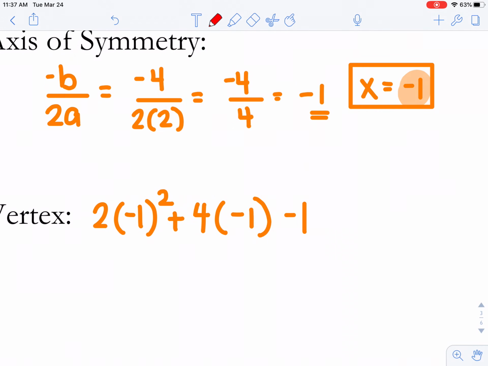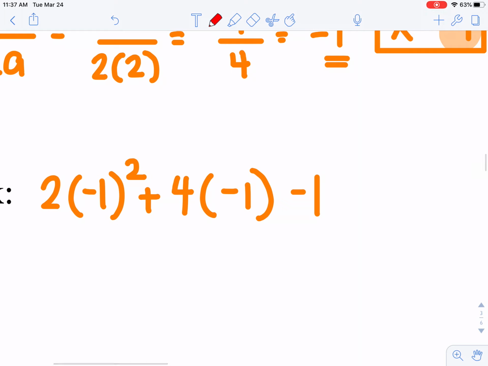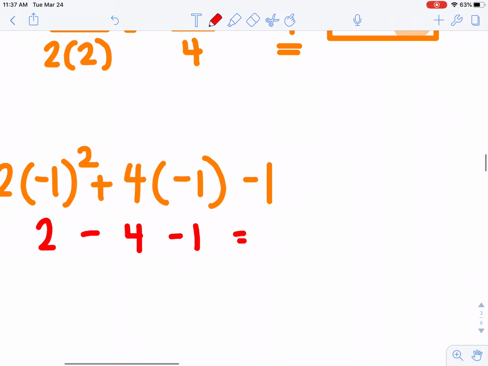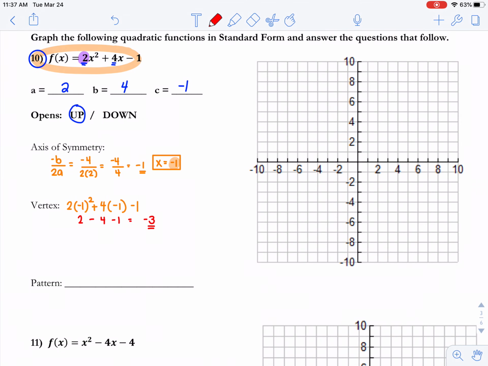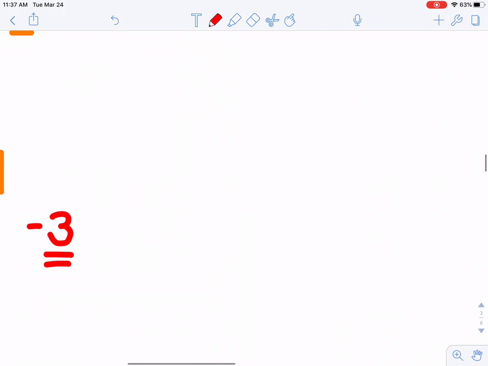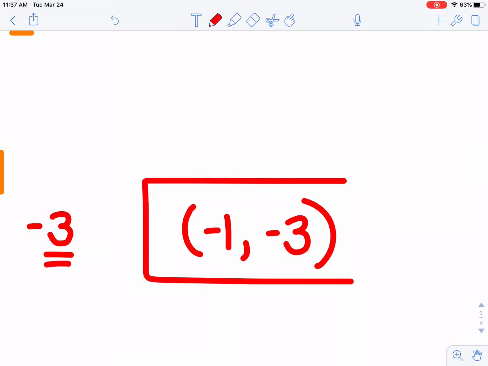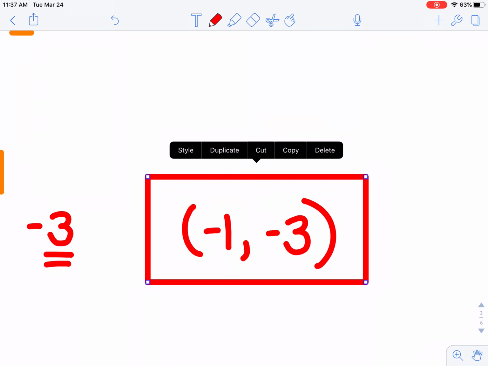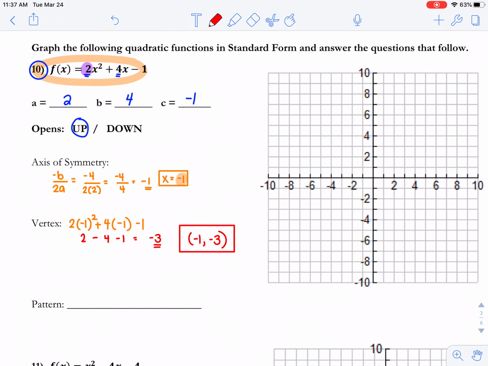I suggest you use your calculator to calculate this. We're going to get -1 squared is +1, times 2, that's going to be 2 minus 4 minus 1. That's -2 minus 1, which is -3. So -1, -3 is the vertex.